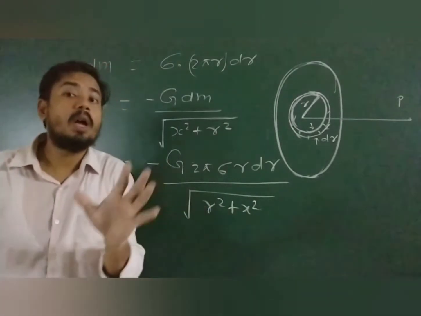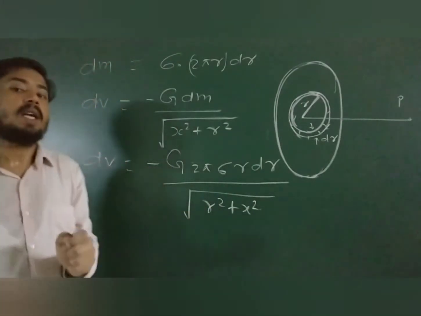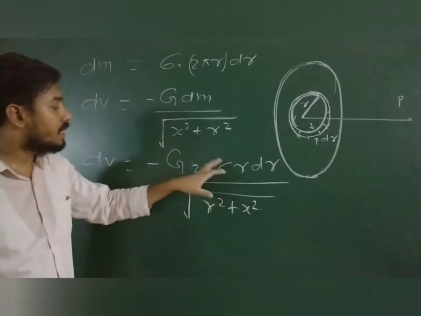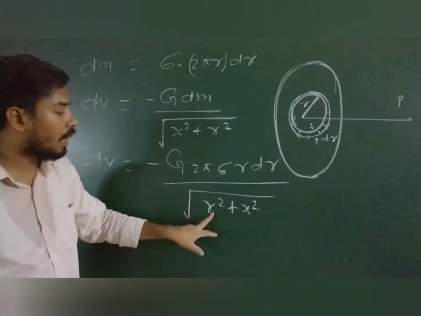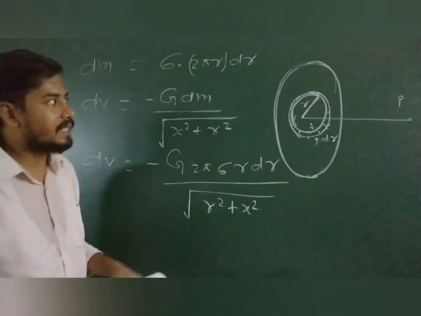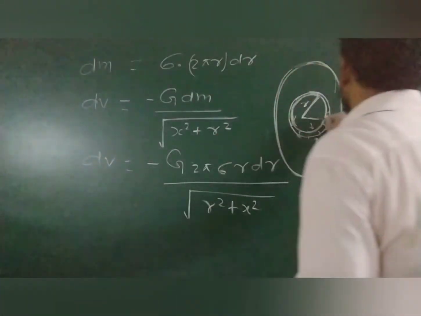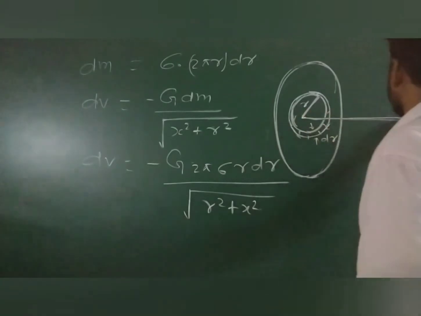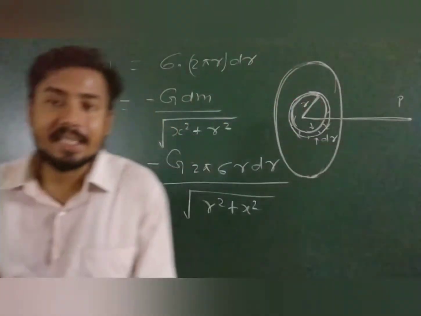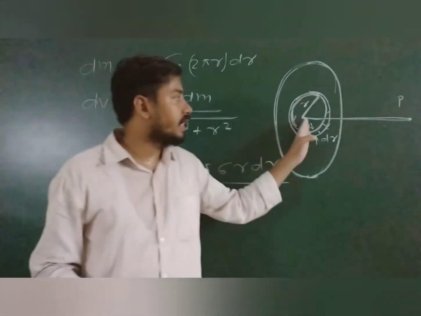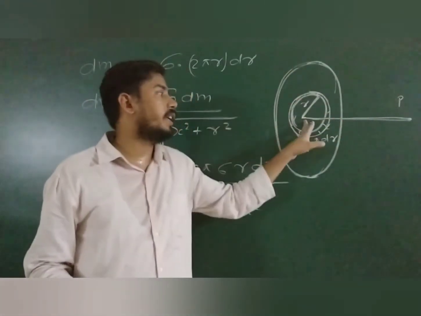But right now we have a lot of such rings, so what can we do? We can do integration. First of all, one question to all of you: here which is the variable, x or small r? Simply, x is always constant because it is not going to change. It is measured from the center, and the center of all rings is the same.